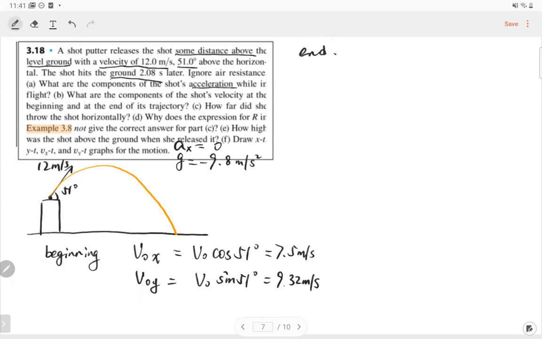Then at the end, the horizontal velocity doesn't change, right? Because there's no acceleration in the x component. The x velocity is a constant, always equal to 7.5 meters per second. But in the y direction there is acceleration, and the value is 9.8. So at the end, the velocity in the y direction is given by the initial velocity in the y direction plus at, where a is negative 9.8, so minus 9.8 times the time we have, 2.08 seconds. So we get a negative value, negative 11 meters per second.